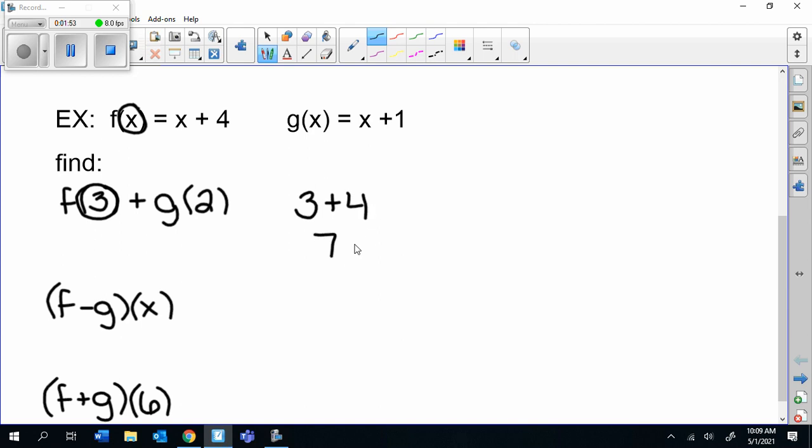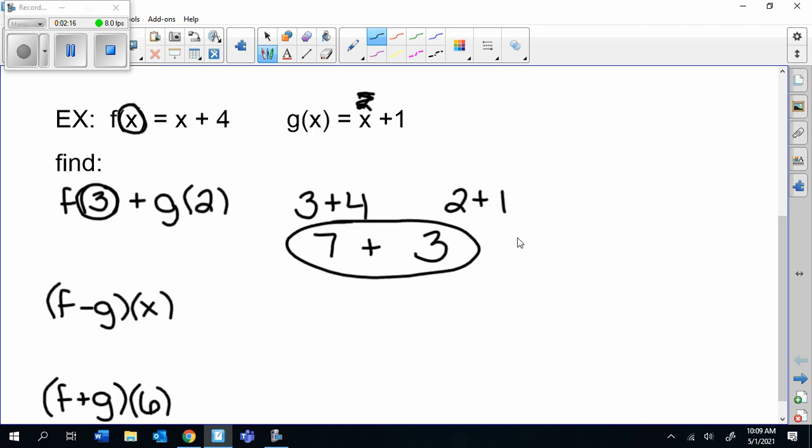And added to that, I am going to go over here to g of x, and I'm going to replace that x value with a 2. So 2 plus 1, imagine plugging in a 2 right there. 2 plus 1 is 3. And so the answer to f of 3 plus g of 2 is what I get when I just add those two together, which is 10.